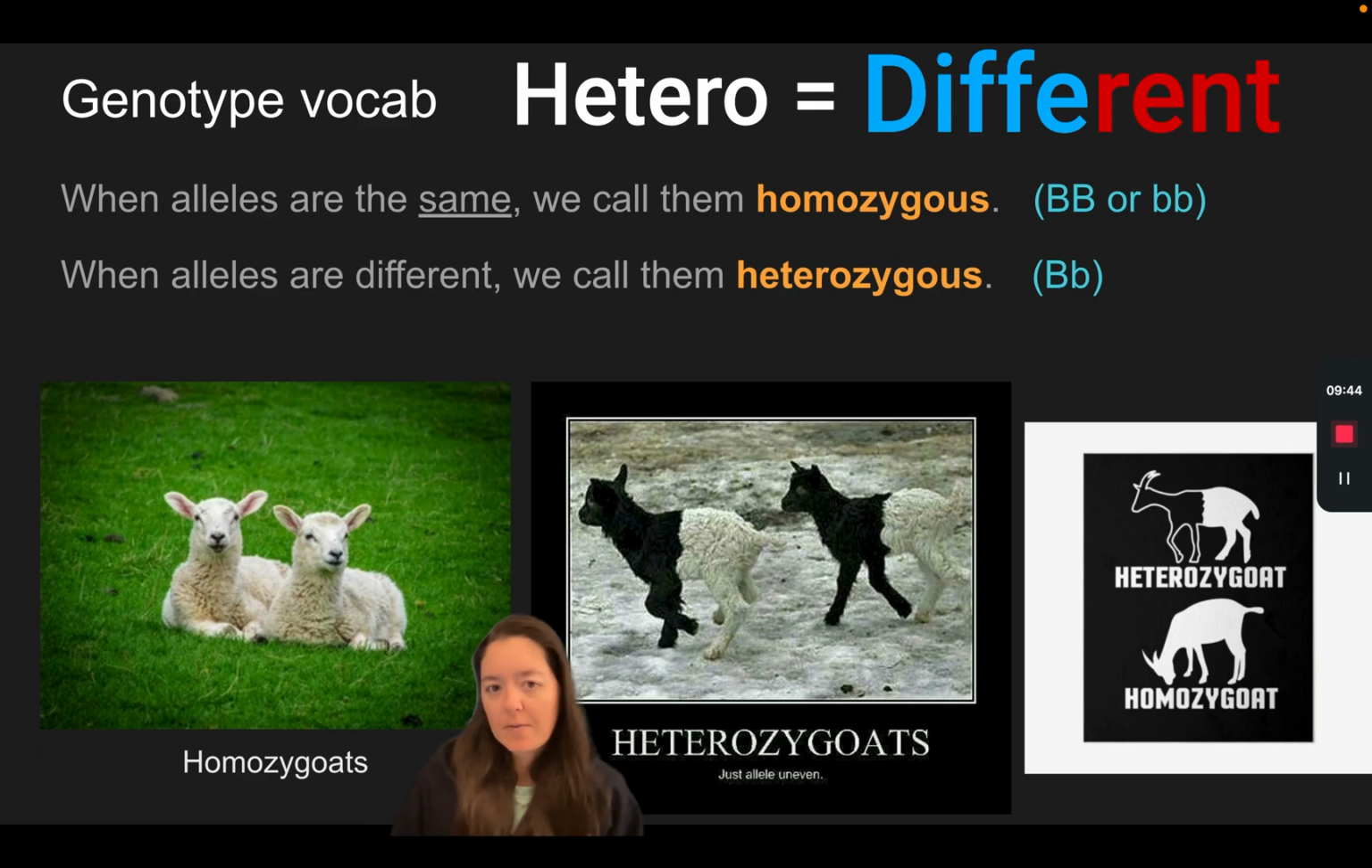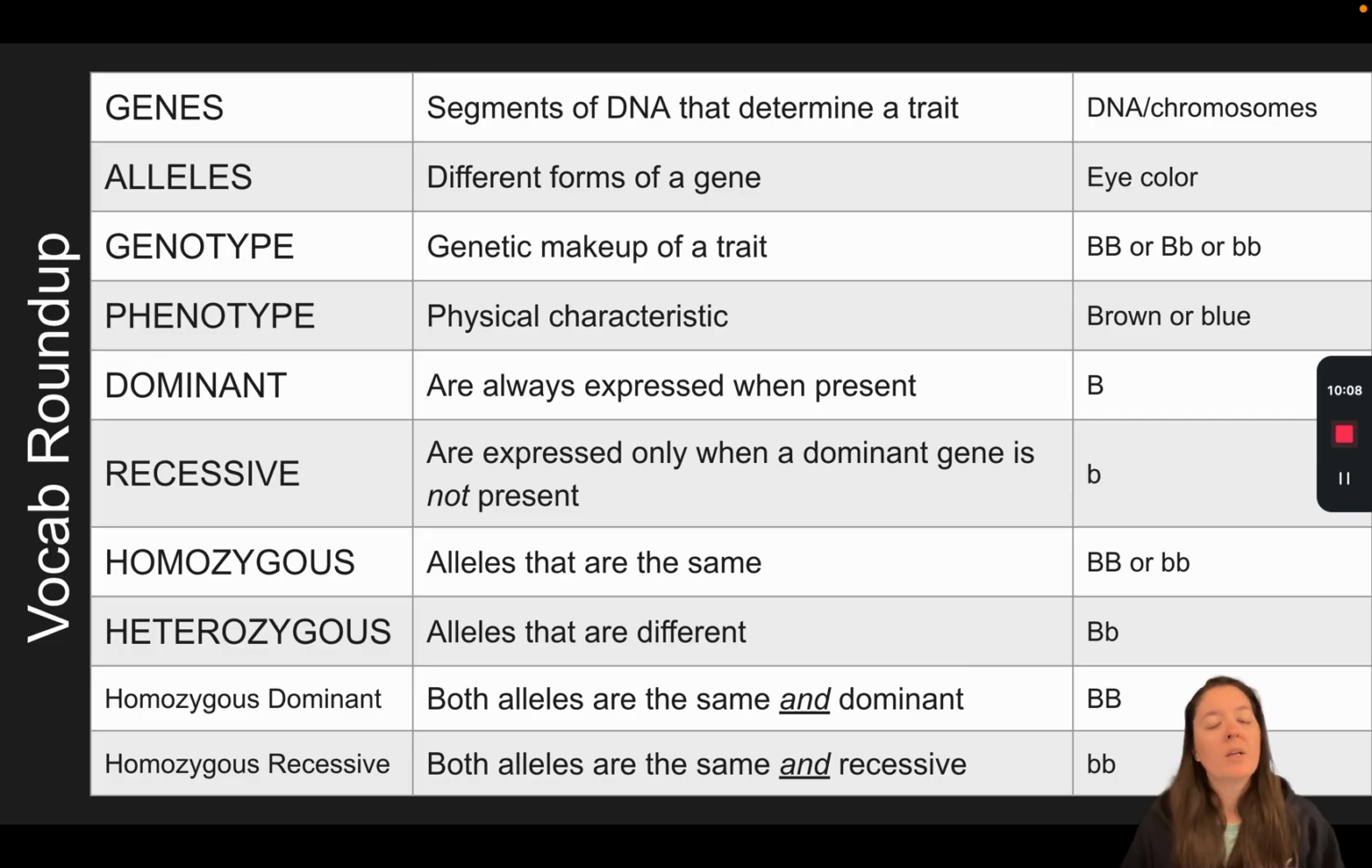So we have one zygote with the same type of letter in their genotype. When the alleles are different, we call them heterozygous. Hetero means different, and again, zygous means zygote. So we have a zygote with an allele from mom and an allele from dad, and they're different sizes. One is big, one is little. Here we go, I'm rounding up all of this new vocab.